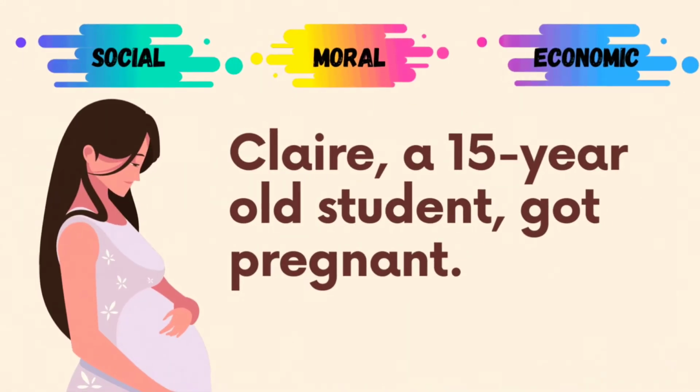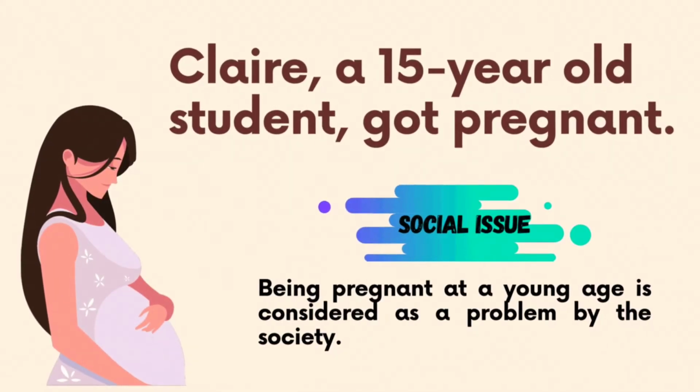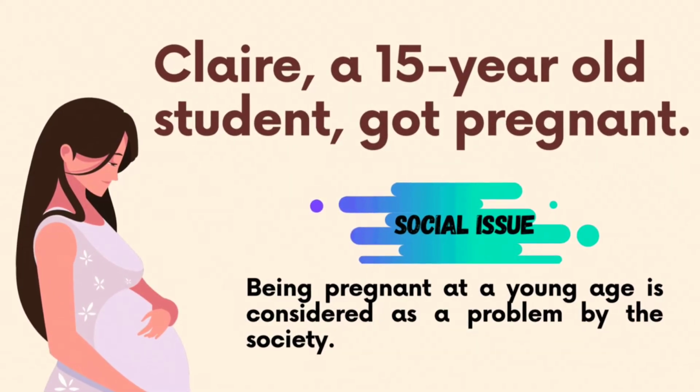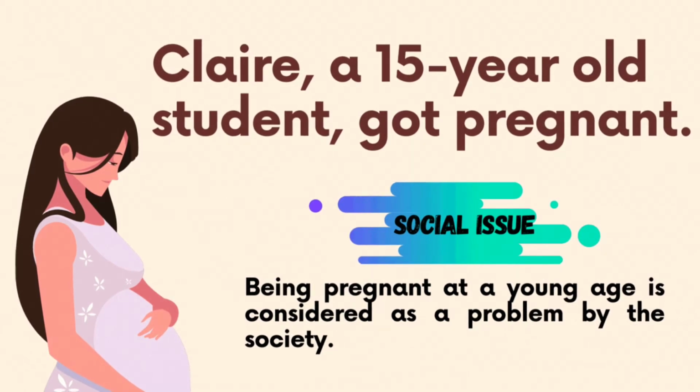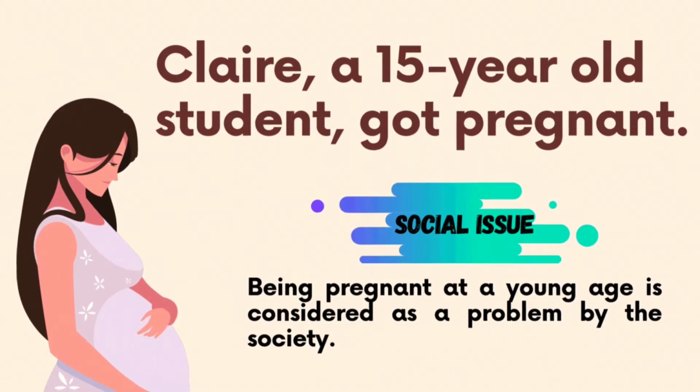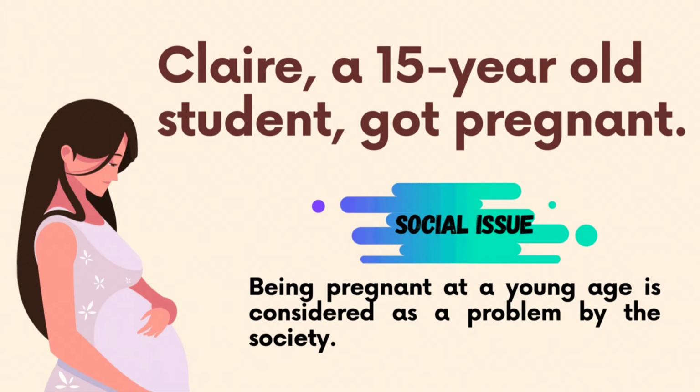Now let's go back to Claire's situation earlier, in which she is a 15-year-old student who got pregnant. Claire's problem here involves social, moral, and economic issues. Her situation is an example of a social issue because being pregnant at a young age is considered as a problem by the society.